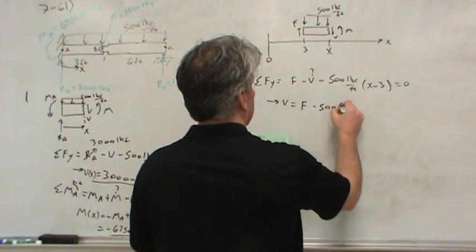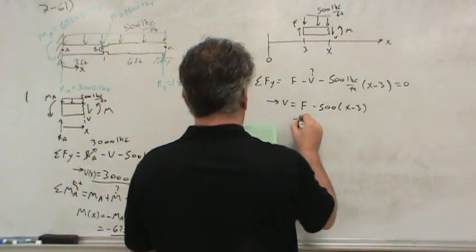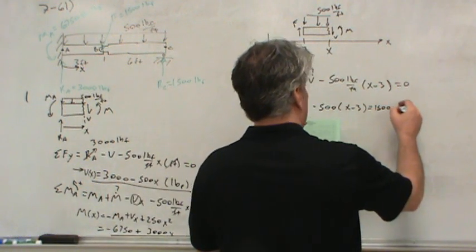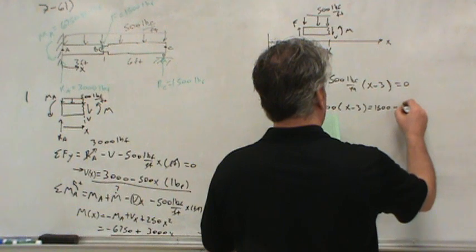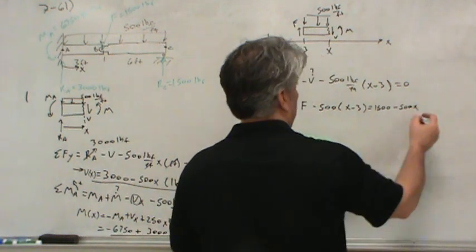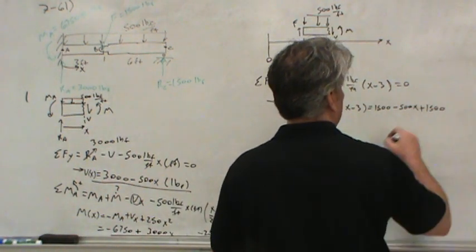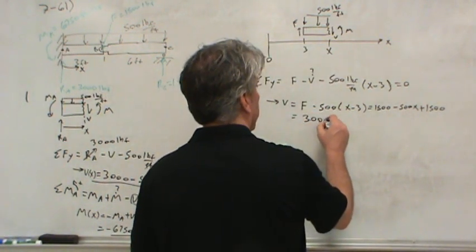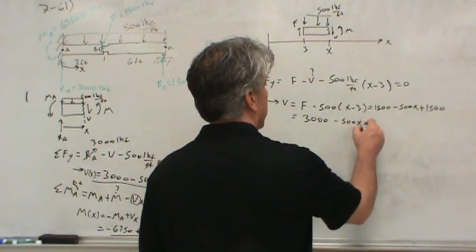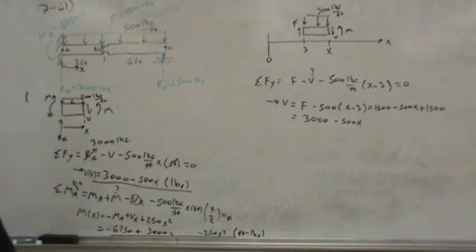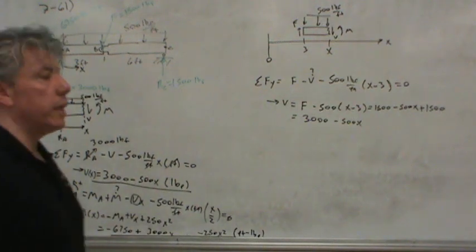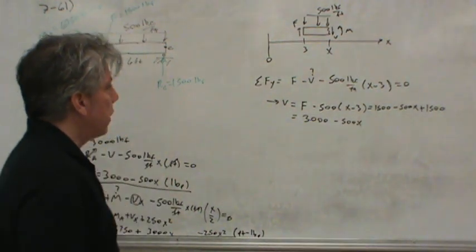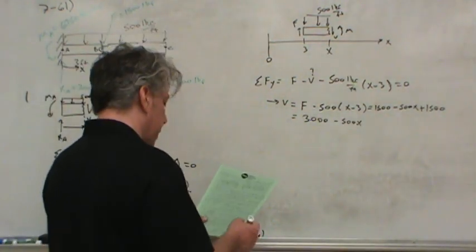So let's write that as 500 times (x minus 3). F is 1,500, and then minus 500x plus 1,500. And looks like these two will combine. So 3,000 minus 500x. Is it a surprise that we have the exact same equation that we had before? Well, not really. The pin doesn't affect the shear, it affects the moment. So we get the exact same equation that we had before.